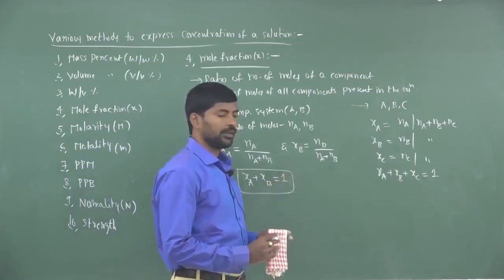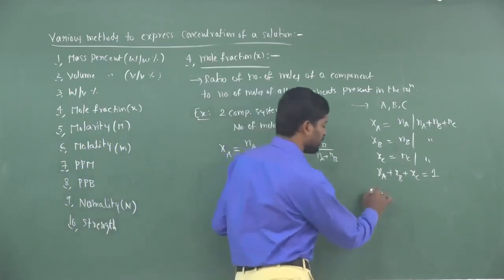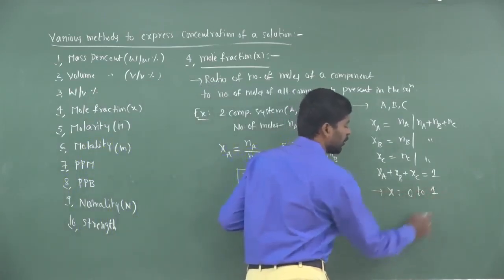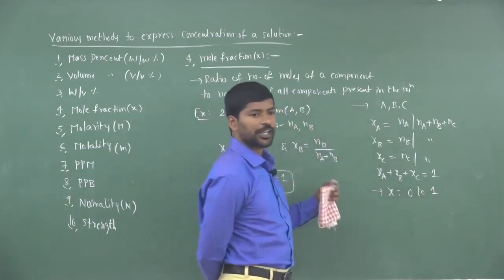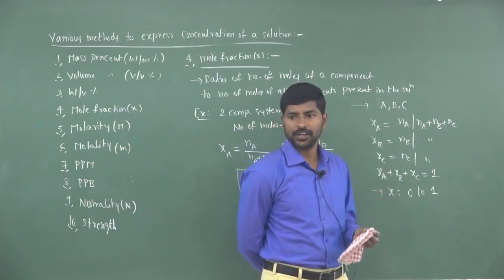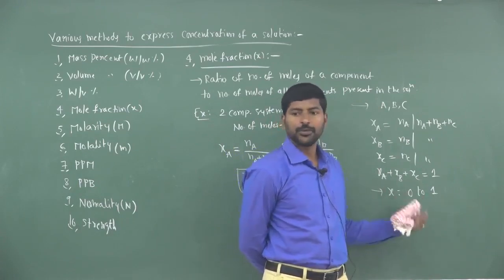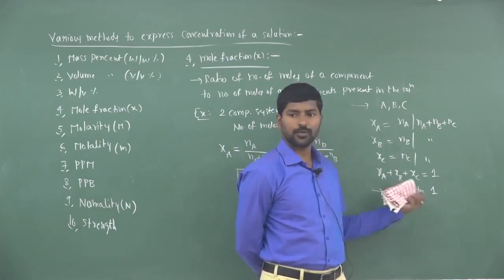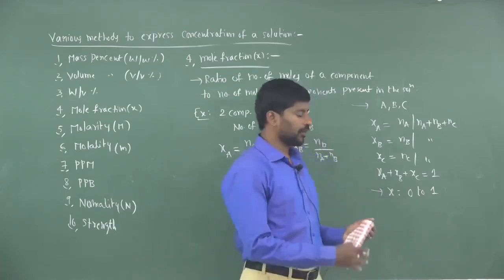What about limits for mole fraction? We discussed in thermodynamics. Limits for mole fraction are 0 to 1. For example, if you take pure A, what is the mole fraction of A? 100% A we have, so that is 1. In pure A, what is the mole fraction of B? 0. What is the mole fraction of C in pure A? 0. So what are the limits for mole fraction? 0 to 1.